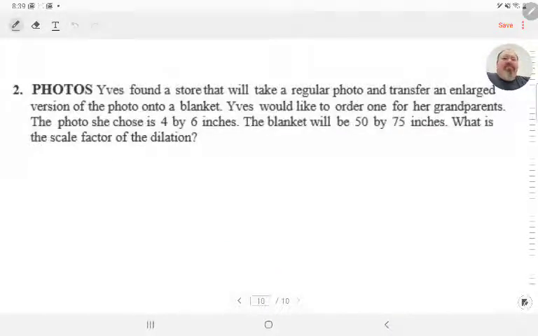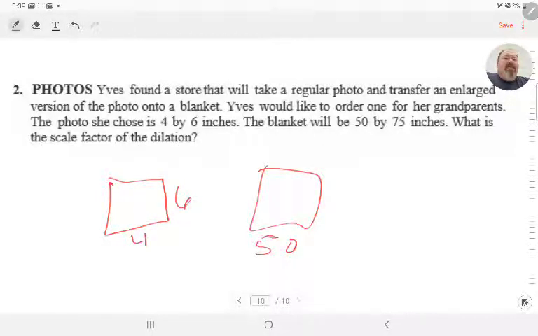So let's see. Found a store that will take a regular photo and transfer it to an enlarged version of the photo onto a blanket. She would like to order one of her grandparents. The photo she chose is a 4 by 6. The blanket will be a 50 by 75. What is the scale factor of the dilation? Again, we're wanting to enlarge. So we're going from small to big. So I would take the first two numbers is fine. So I could go 50 over 4.